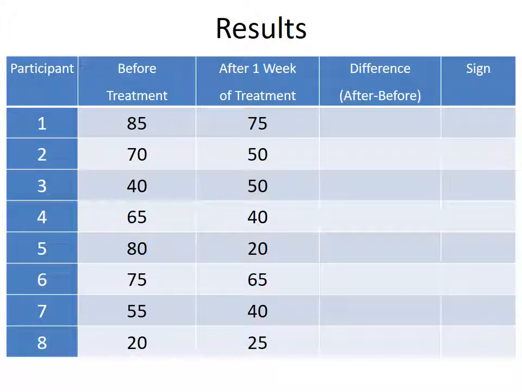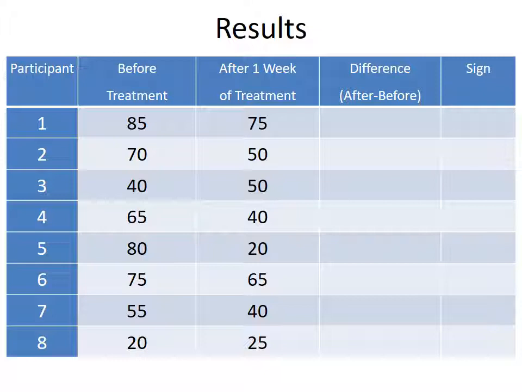So here's a mock-up of the different results. Okay, we've got before treatment their score and after 1 week of treatment their score. So the first column starting at 85, going all the way down to participant number 8, going to 20. Then after 1 week of treatment, we see that obviously these scores have changed. All right. Now, the other columns we've got here that are blank, we're going to be filling these in. So to calculate a sign test, it's always done in the same way.